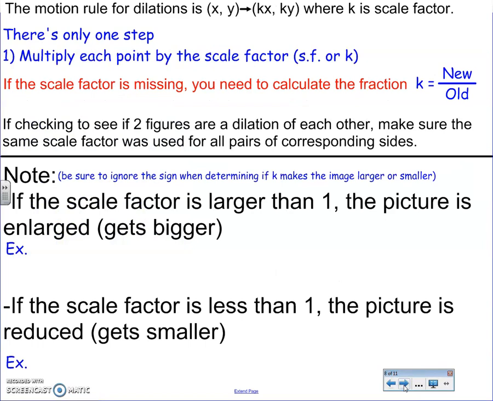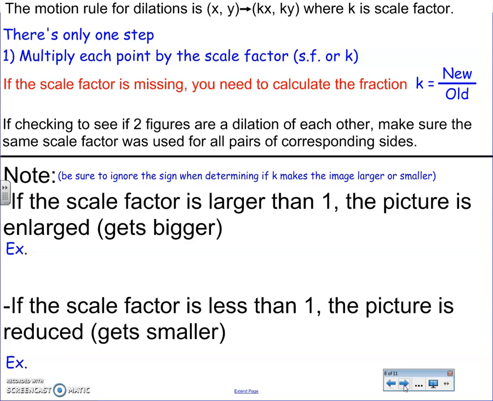So the motion rule for dilations, again, is just x, y turns into k times x, and then k times y, where k is the scale factor. There's only one step, multiply each point by the scale factor. You can abbreviate as SF or just k. If the scale factor is missing, you've got to calculate it using the fraction new over old. And if checking to see if two figures are a dilation of each other, make sure the same scale factor was used for all pairs of corresponding sides.